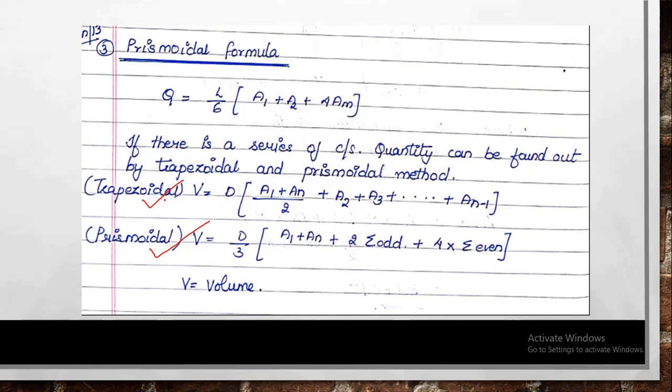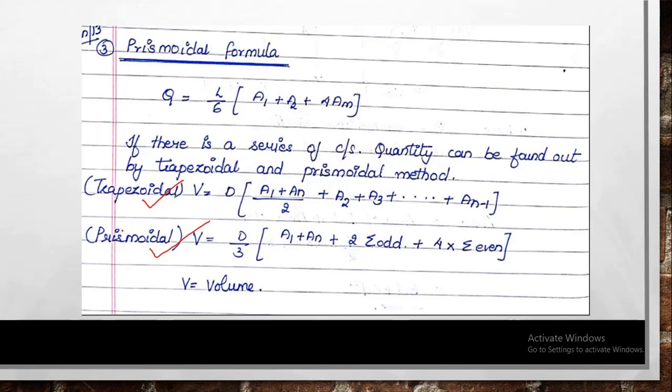As per the trapezoidal formula, V is equal to D into (A1 plus AN) by 2 plus A2 plus A3 plus up to AN minus 1, where A1 is the area of the first section, AN is the area of the last section, and AN minus 1 is the area of the second last section.